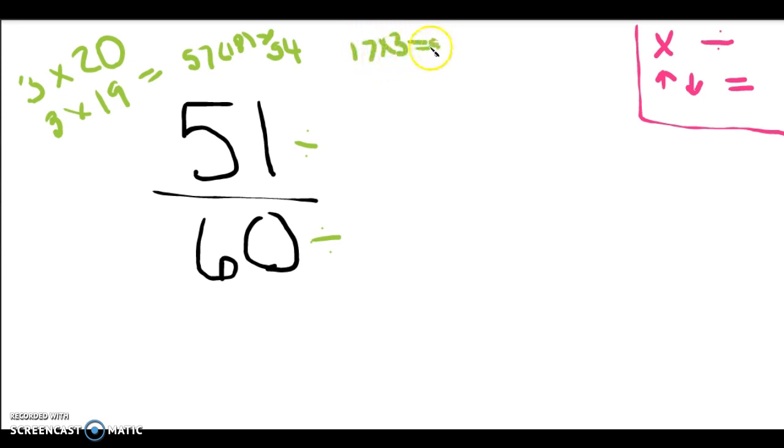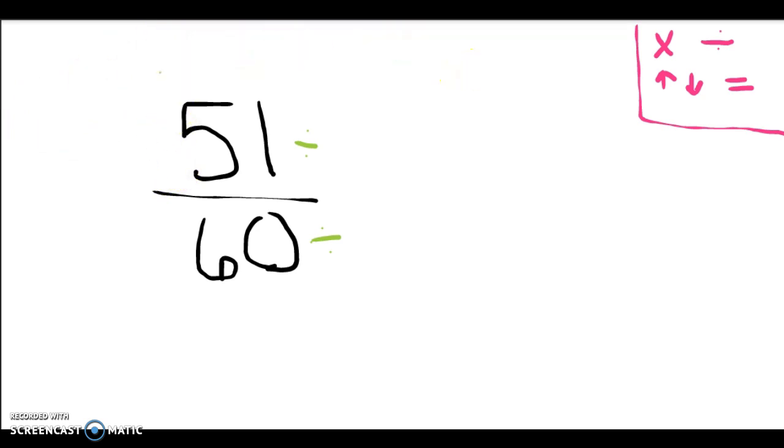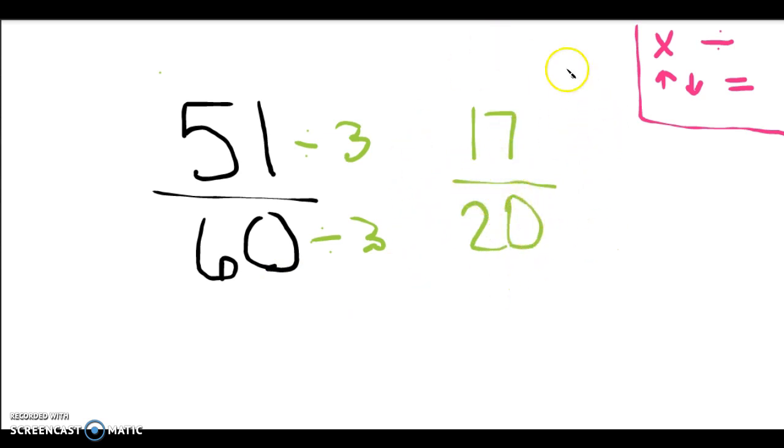Okay, that's one of those super tricky little prime and composite numbers. They really like to try to sneak away. All right, all that to say that 3 does go into 51, whether we want to believe it or not, right? All right, so 51 divided by 3, we just saw was 17. 60 divided by 3 is 20. All right, so 17/20ths is an equivalent fraction to 51/60ths.